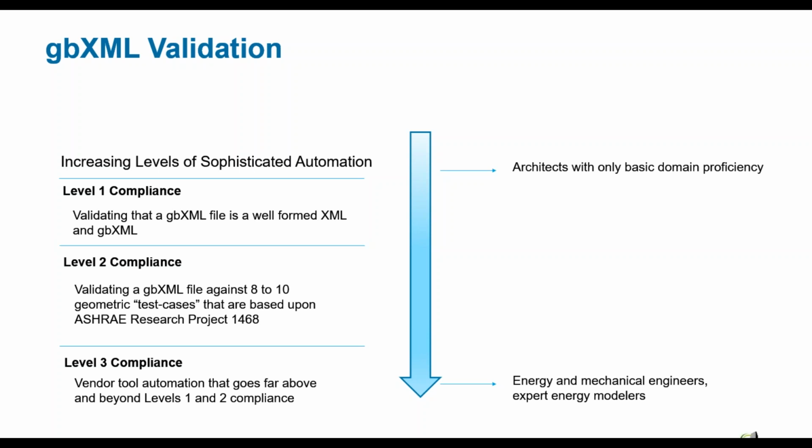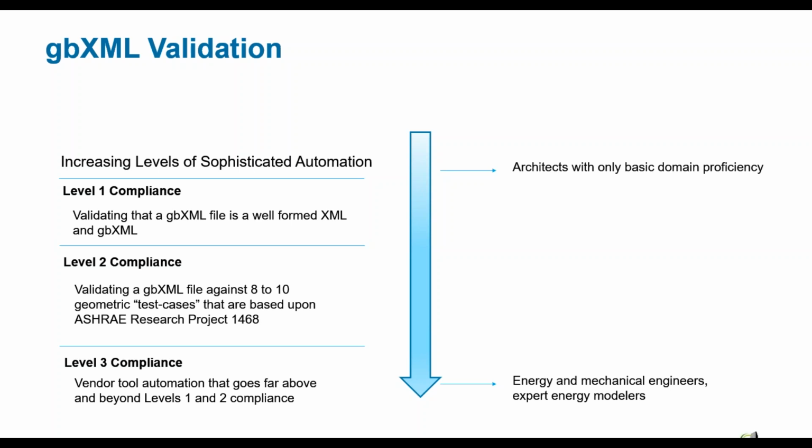We're really working on validation because we want to make sure that BIM authoring tools are able to properly export valid gbXML. So over the past couple of years, we've actually created 3 levels of compliance, and you can see brief descriptions of those levels of compliance here. Level 1 is most basic. Is it valid XML and is it valid gbXML compared to the gbXML XSD?